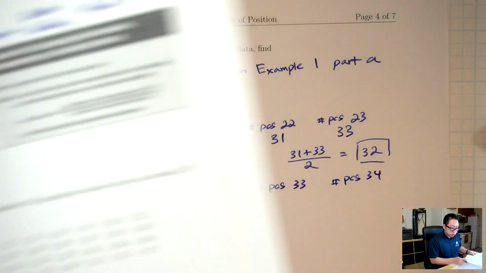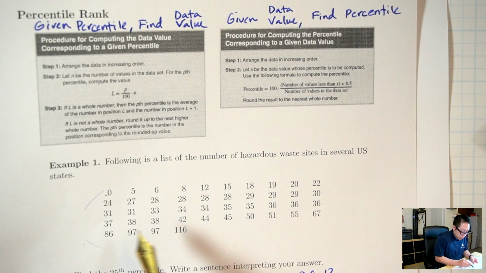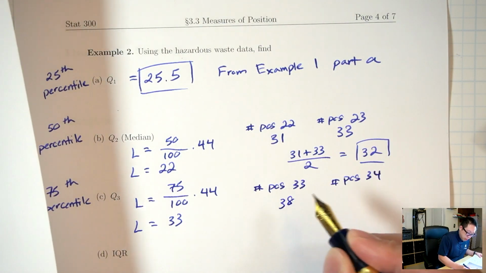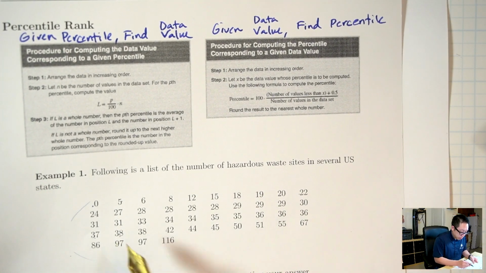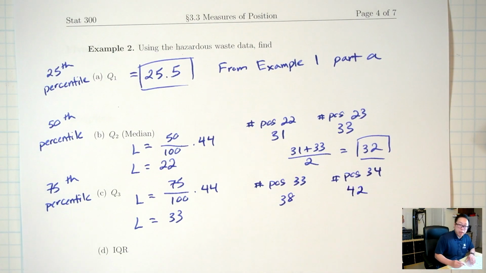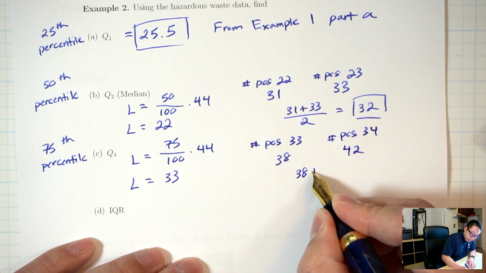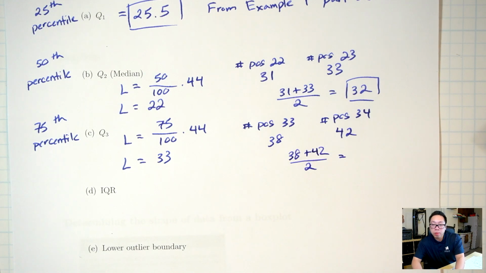So number in position 33, that's 10, 20, 30, 31, 32, 33, that's 38. And a number in position 34 is 31, 32, 33, 34, 42. And we're going to average those. So add them up, divide by 2. All right, so 38 plus 42 on top over 2. It's 40.